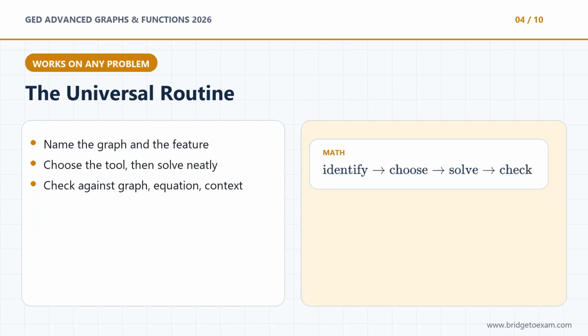No matter the family, one routine carries you through. Name the graph. Name the feature the question wants: a root, a slope, an intersection. Choose the matching tool. Solve with organized steps. Then, check your answer against the graph, the equation, and the context. Identify, choose, solve, check. Let's do one.